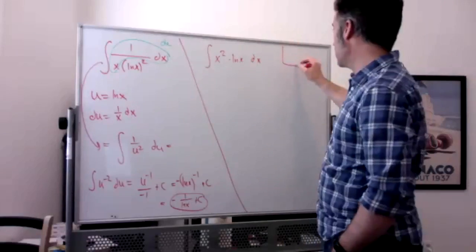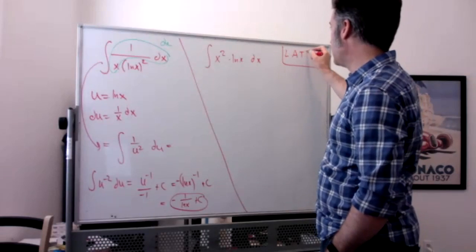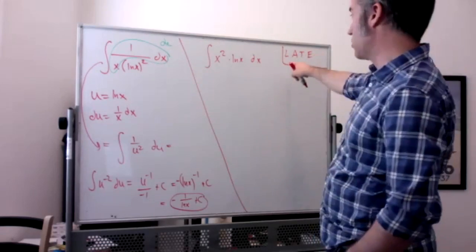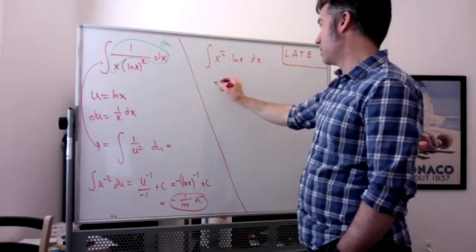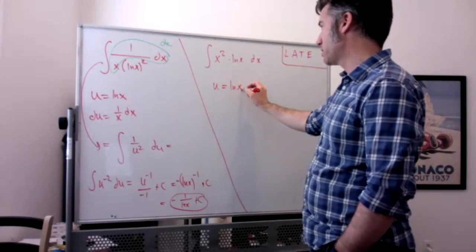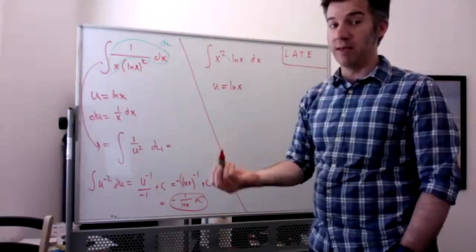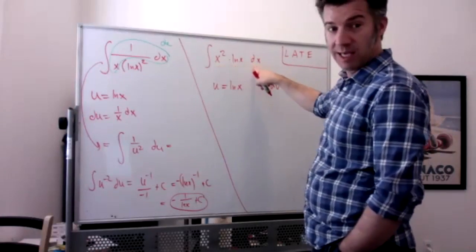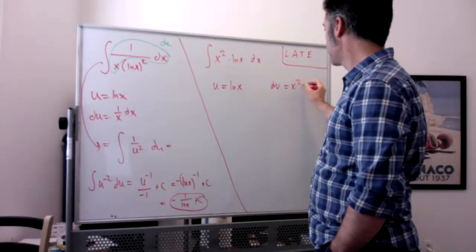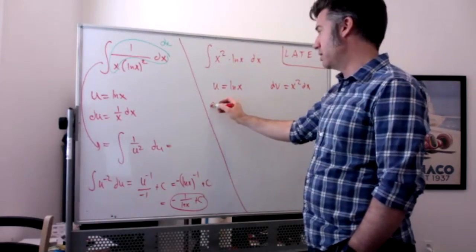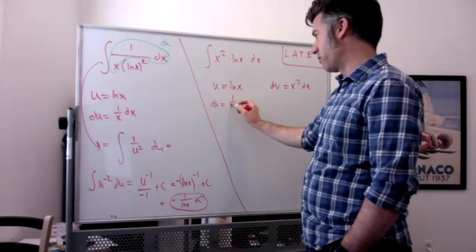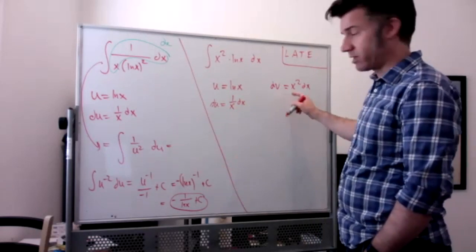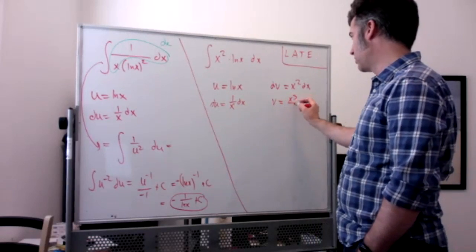And using the LATE acronym, which mostly all the time works to pick u, I'm going to pick u equal to the logarithmic thing. So I'm going to let u equal the natural log of x. dv has to be everything else. So dv is the x squared times the dx. du is, well, the derivative of natural log of x is 1 over x times dx. And then v, the antiderivative of x squared, is x cubed over 3.